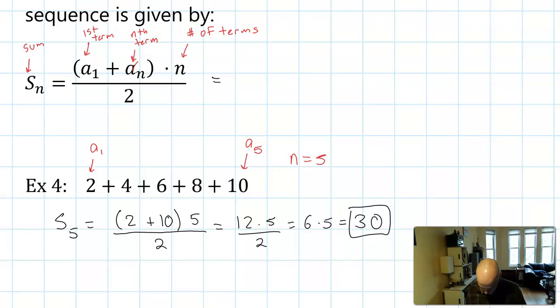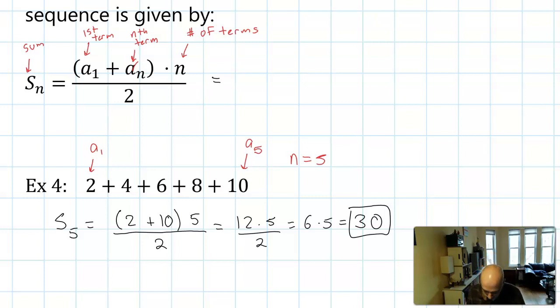And you can, of course, check that out. We don't even need a calculator for that. You could just do 2 plus 8 is 10, grouping. 4 plus 6 is 10, and 10 is 10. So you have 3 groups, each making 10. That gives you a total sum of 30. So our work seems to be correct.